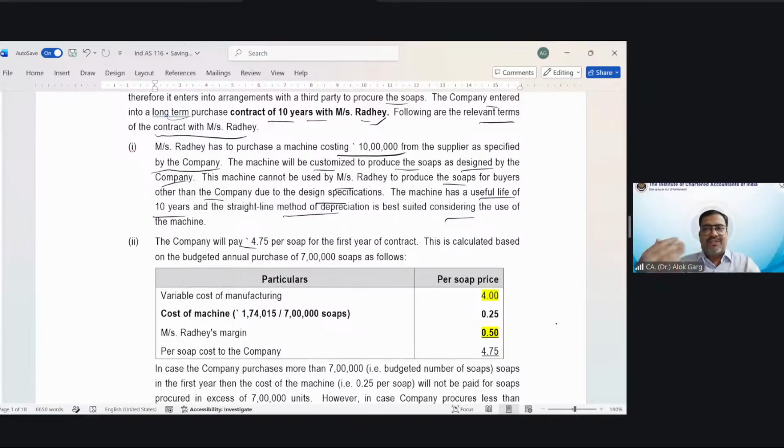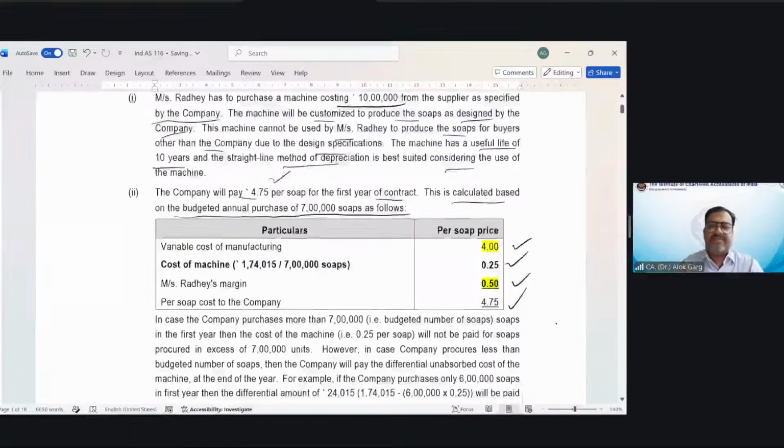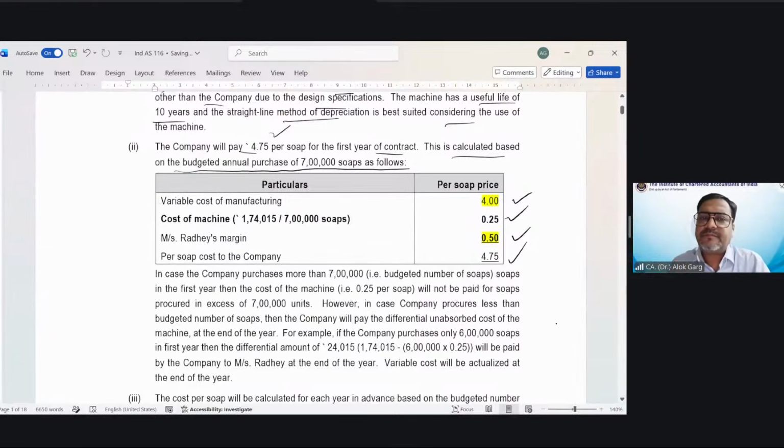Now the commercial arrangement is, the company will pay 4 rupees 75 paisa per soap for the first year of the contract. This is calculated based on the budgeted annual purchase of 7 lakh soaps as follows. Variable cost of manufacturing is 4 rupees. Cost of machine is 25 paisa, right? And 50 paisa is margin, and per soap cost is 4 rupees 75 paisa. Okay. In case the company purchases more than 7 lakh, that is the budgeted number of soaps, in the first year, then the cost of the machine, 25 paisa per soap, will not be paid for soaps procured in excess of 7 lakh units.